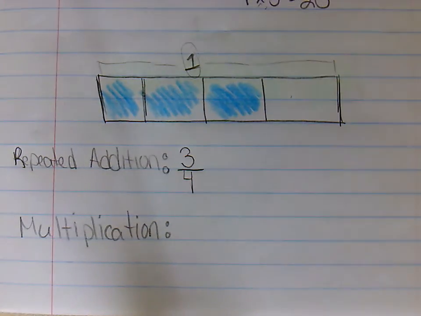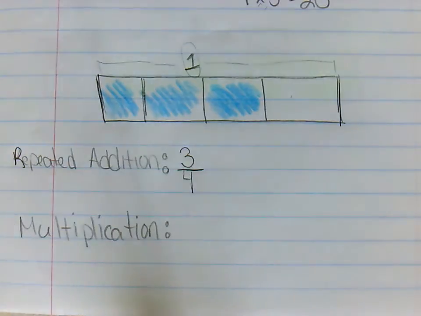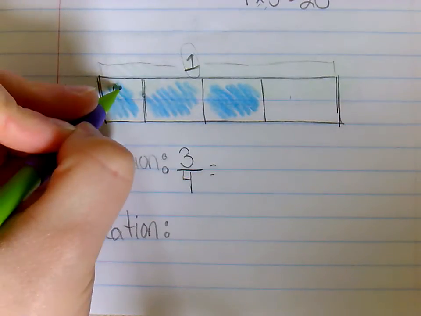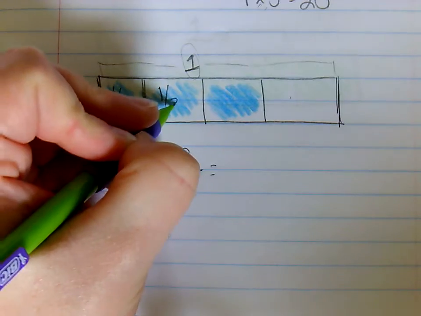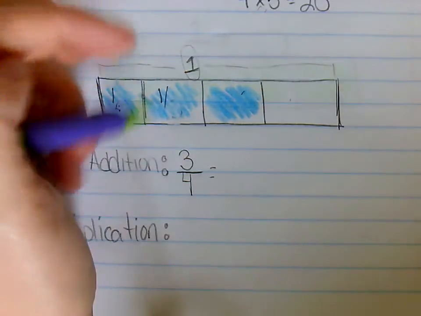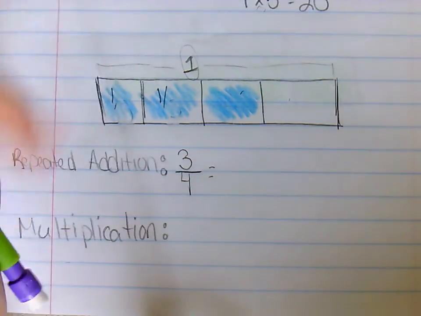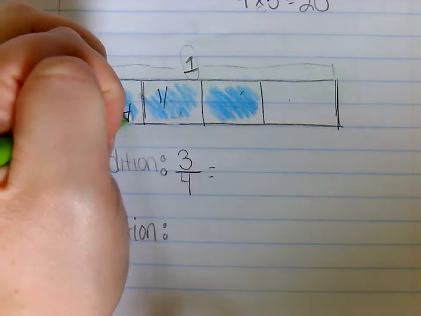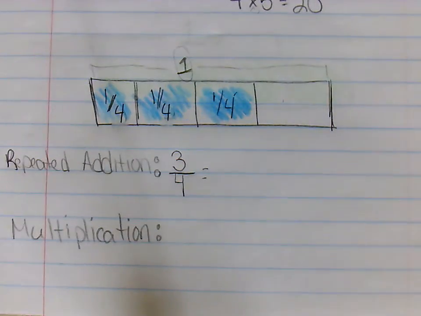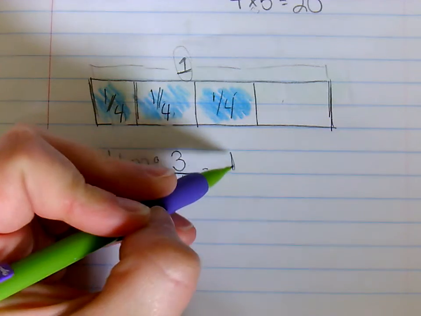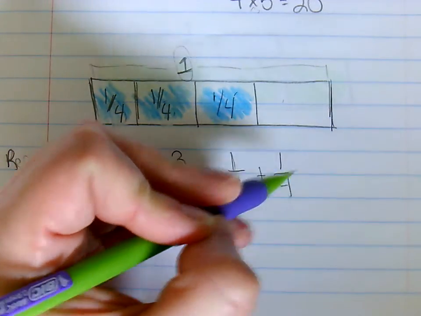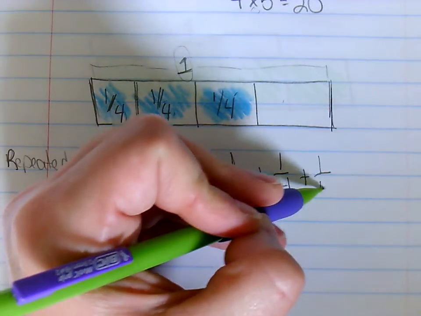Now we've been showing that as repeated addition. So we have been talking about how this is 1/3, this is 1/3. Oh, pardon me, got carried away with myself. This is 1/4. This is 1/4. And this is 1/4. It's a common mistake. So I'm going to go ahead and write this as repeated addition: 1/4 plus 1/4 plus 1/4.